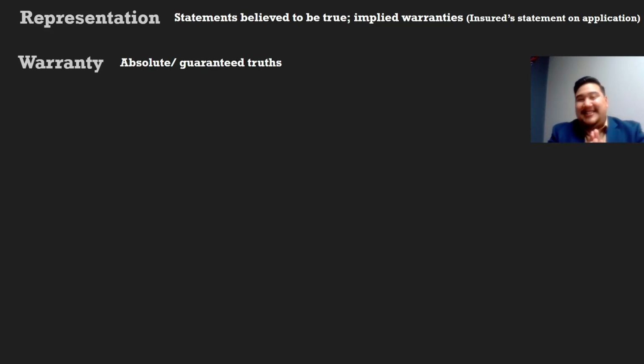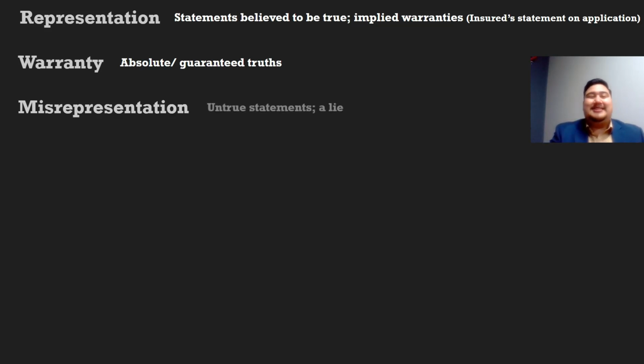And just like before, I have three words that have a very similar meaning. So at the end, I hope I'm able to simplify it and we're able to see the keywords. So let's jump into the first one. The first one is misrepresentation. So what's a misrepresentation? It's considered an untrue statement, basically a lie.